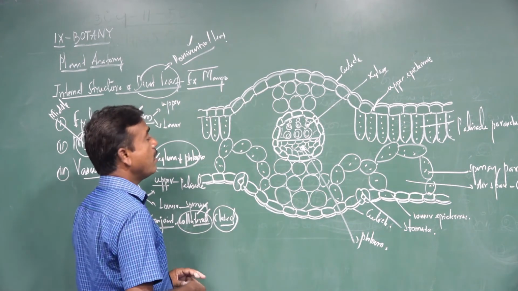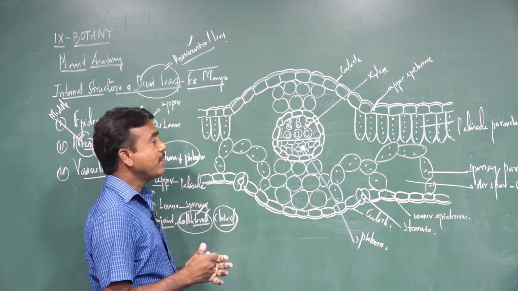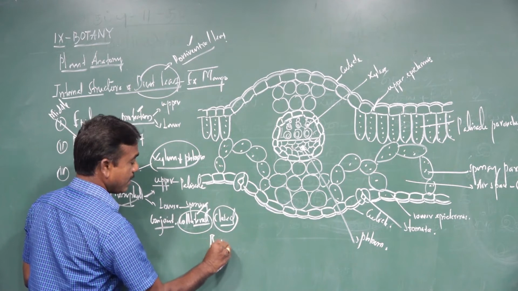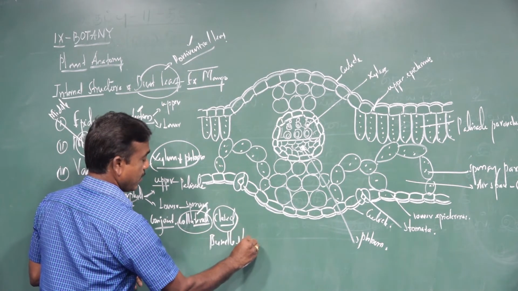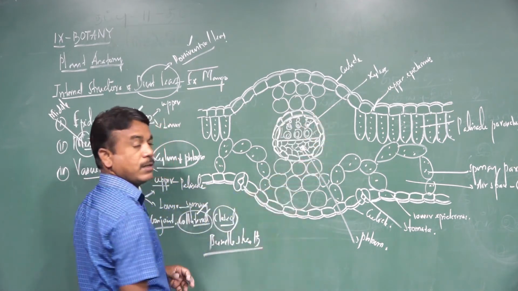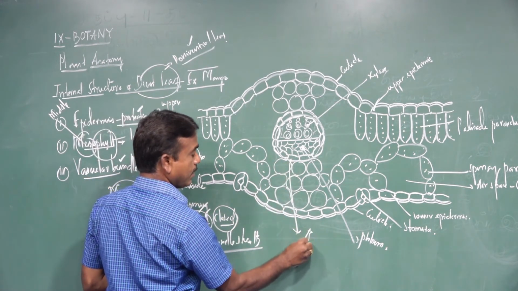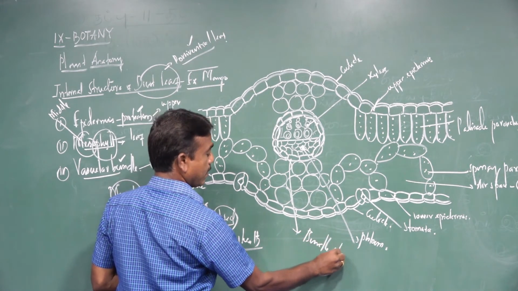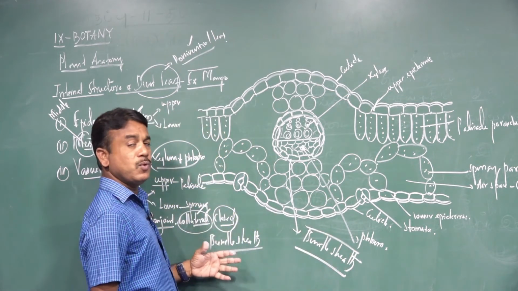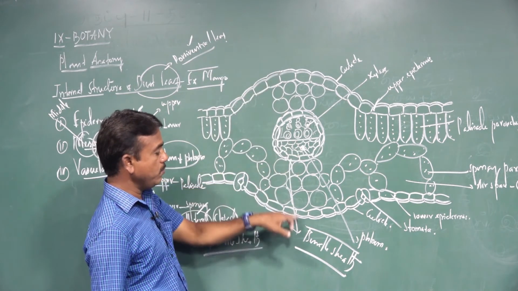Okay, coming to one more point. The xylem and phloem surrounded by a thin layer of parenchymatous cells is commonly called the bundle sheath. The vascular bundle is surrounded by a sheath of parenchymatous cells, commonly called the bundle sheath. In the structural view, xylem is towards the upper epidermis and phloem is towards the lower epidermis.